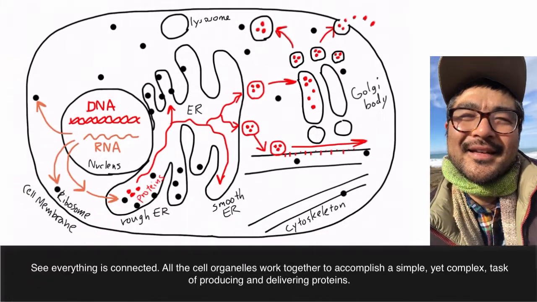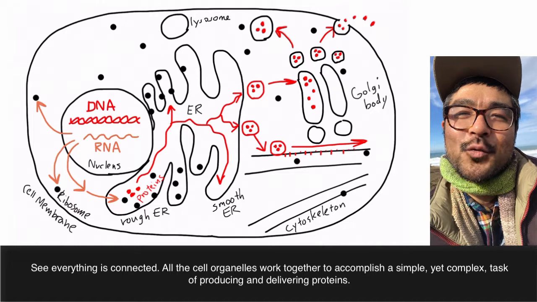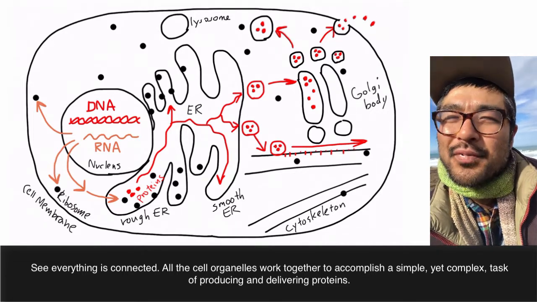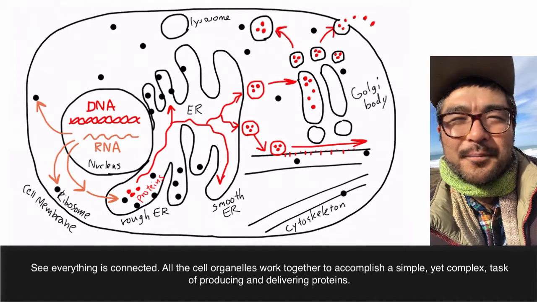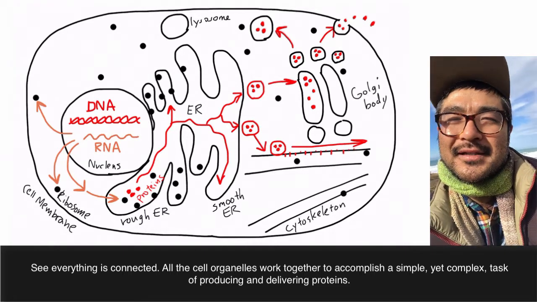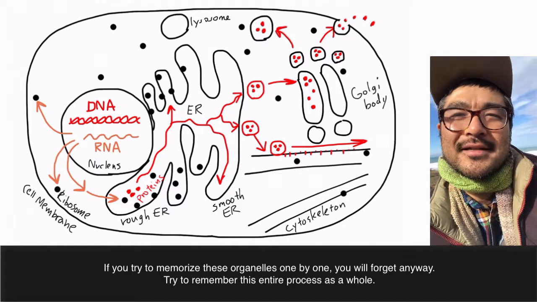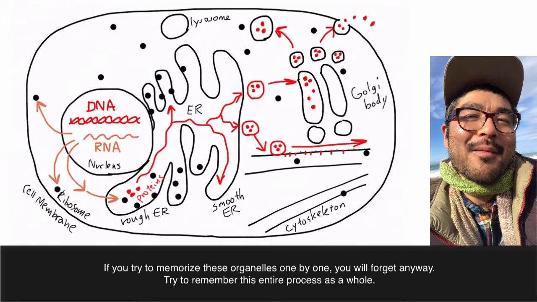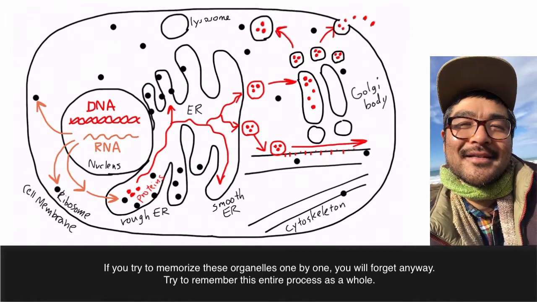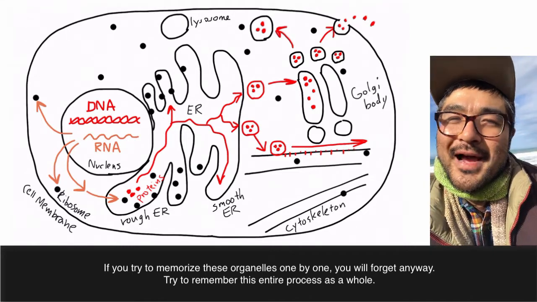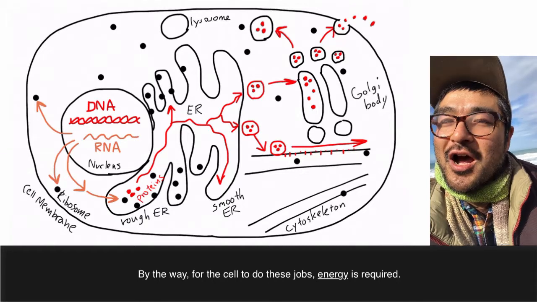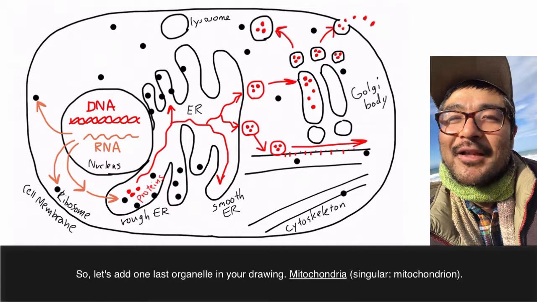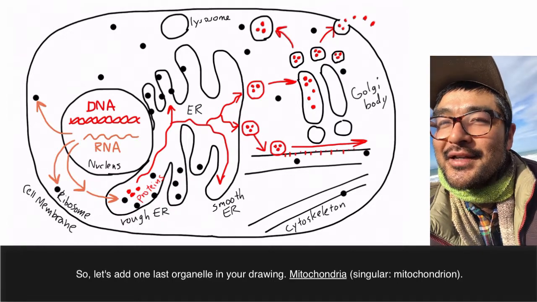See, everything's connected. All the cell organelles work together to accomplish a simple yet complex task of producing and delivering proteins. If you try to memorize these organelles one by one, you'll forget anyway. So try to remember this entire process as a whole. By the way, for the cell to do these jobs, energy is required. So let's add one last organelle in your drawing.